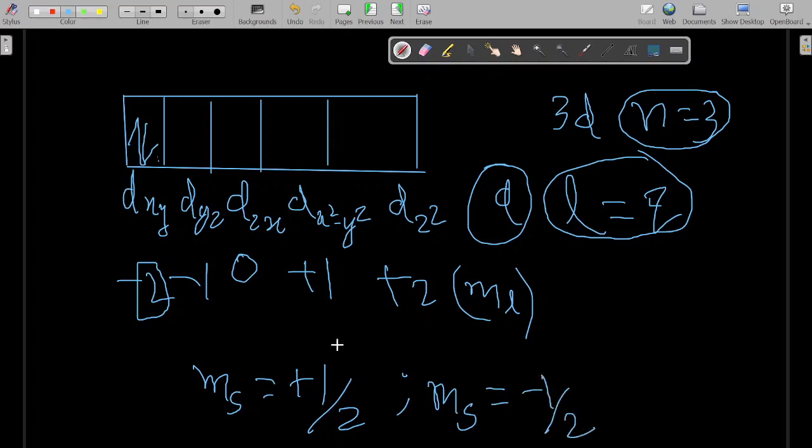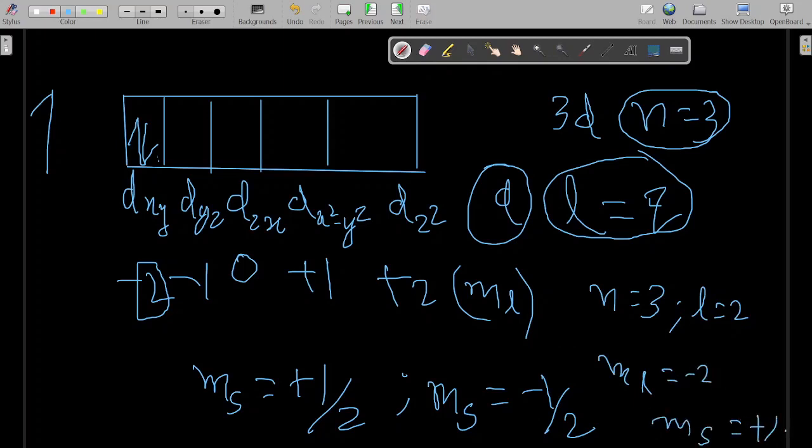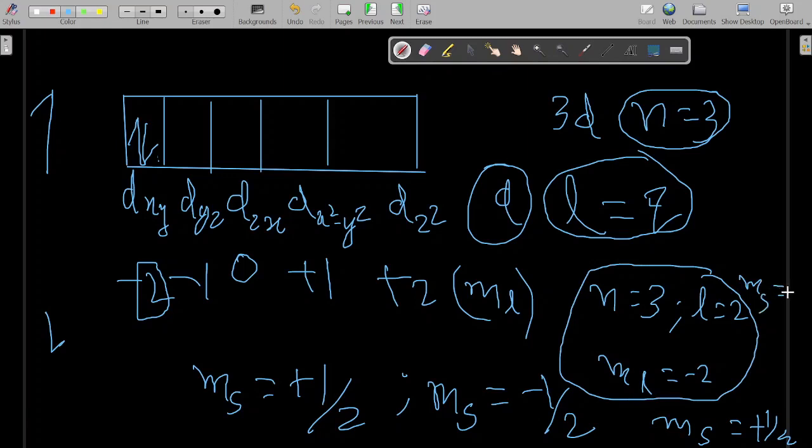So now the four quantum numbers are different. For the electron with upward spin, we have n equal to 3, l equal to 2, ml equal to minus 2, and ms equal to plus half. For the downward spin electron, all these are the same, but ms will be equal to minus half. So no two electrons can have all the four quantum numbers the same, that is n, l, ml and ms.